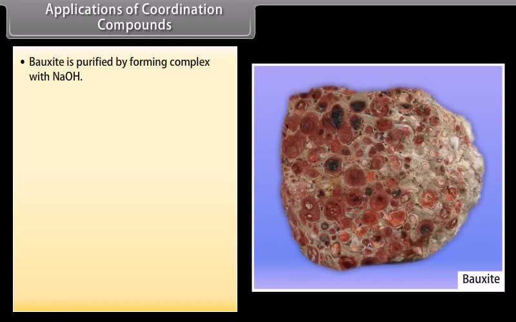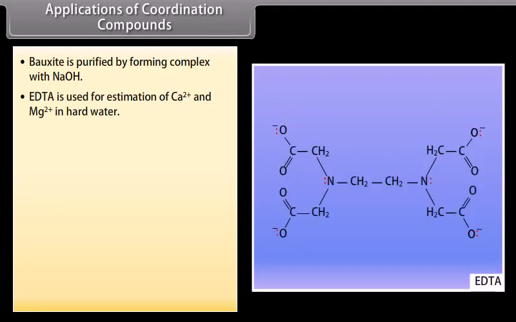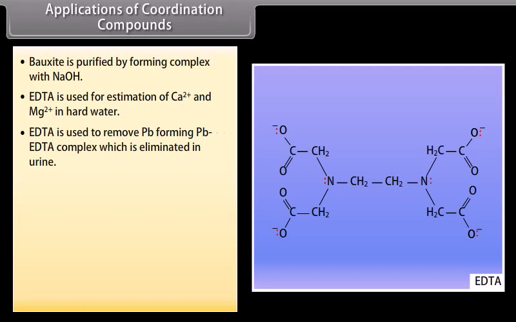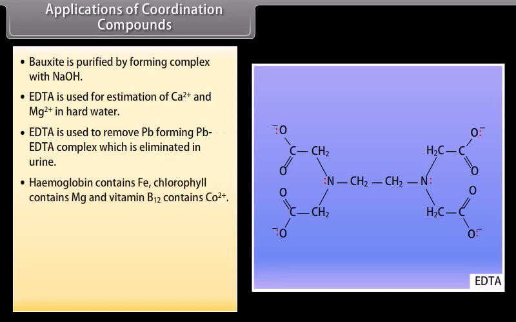Applications of coordination compounds. Some important applications of coordination compounds are the following. Bauxite is purified by forming a complex with NaOH. EDTA is used for estimation of Ca2+ and Mg2+ in hard water. EDTA is used to remove Pb by forming a Pb-EDTA complex, which is eliminated in urine. Hemoglobin contains Fe, chlorophyll contains Mg, and vitamin B12 contains Co2+.